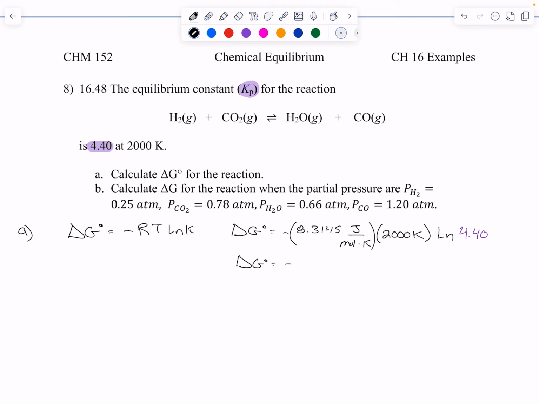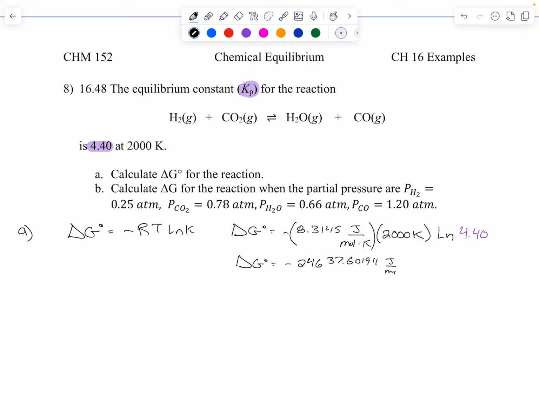I get negative 24637.601911, and that's joules per mole. We have 3 sig figs. Well, it's kind of ambiguous, isn't it? 2000 Kelvin.